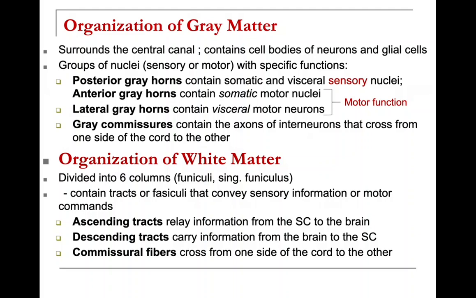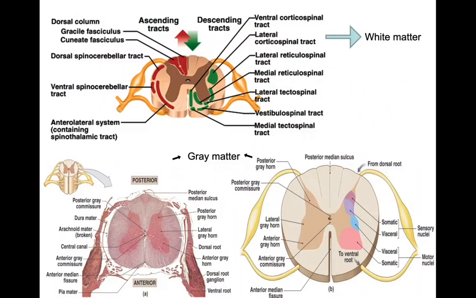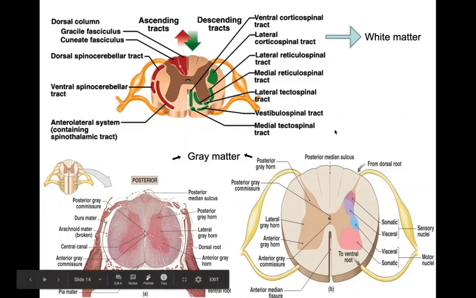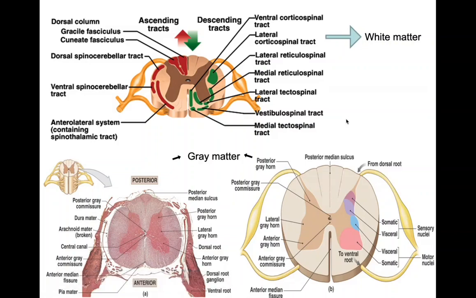So ascending tracts, they're going to go from the spinal cord to the brain. Descending tracts are going to go from the brain to the spinal cord. So the easy way to remember that, brain is above the spinal cord in terms of going up and down. The commissural fibers are going to cross from one side of the cord to the other. So this shows those patterns here in the spinal cord. These color-coded illustrations are a lot easier to see it on than an actual cross-section of a real spinal cord. It just doesn't have the pigment changes to be able to identify the spots easily.